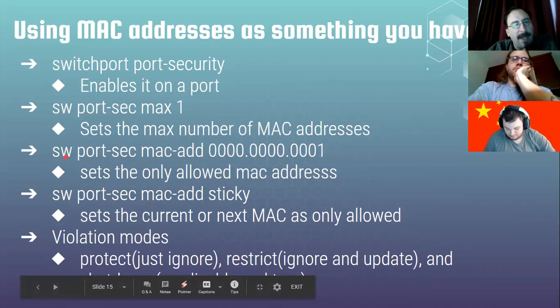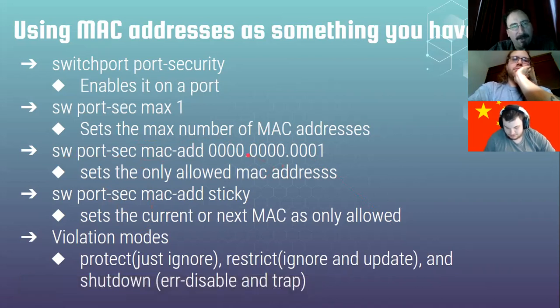So what we could do is add a MAC address by hand. We can sit there and type it in and say, this MAC address is allowed. So in this case right here, we're only allowing one MAC address. We could then say switchport port-security mac-address, and then we manually type in the address. So this would be the only MAC address that's allowed to go on that port.